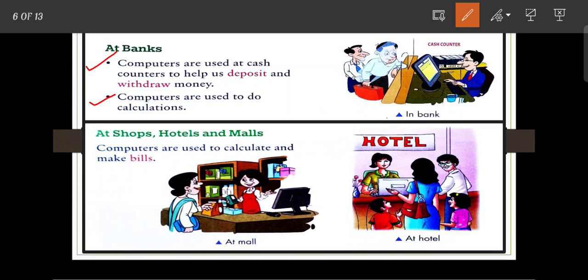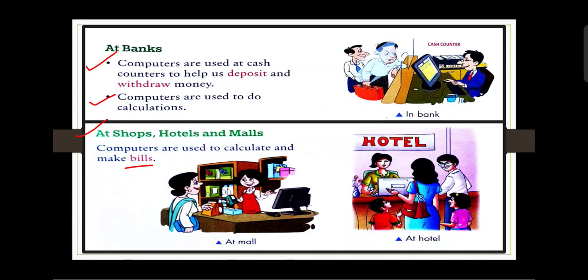Okay, next is at shops, hotels and malls. So computers are used to calculate and make bills at hotels, shopping malls and shops. Okay, so these are the few places where the computers are used nowadays. All of you have to read each and every place very carefully.